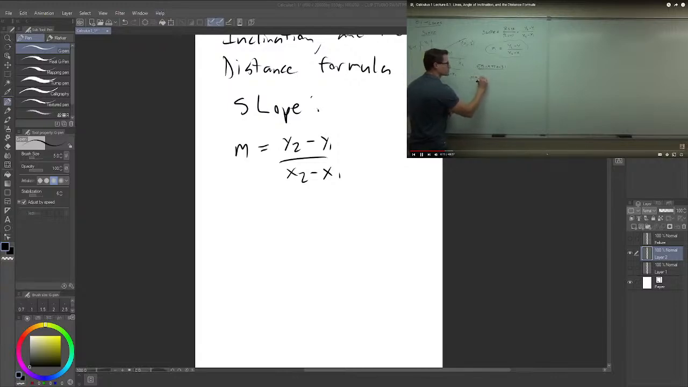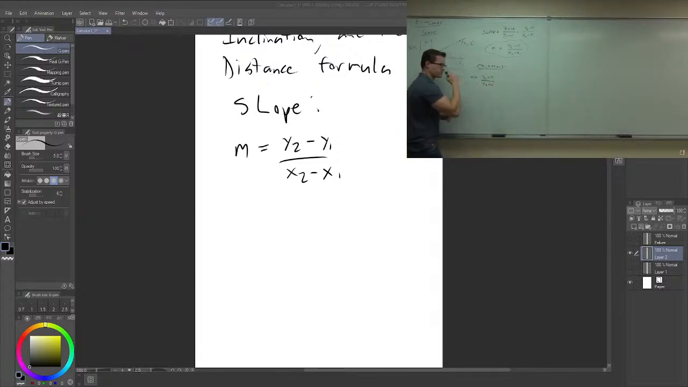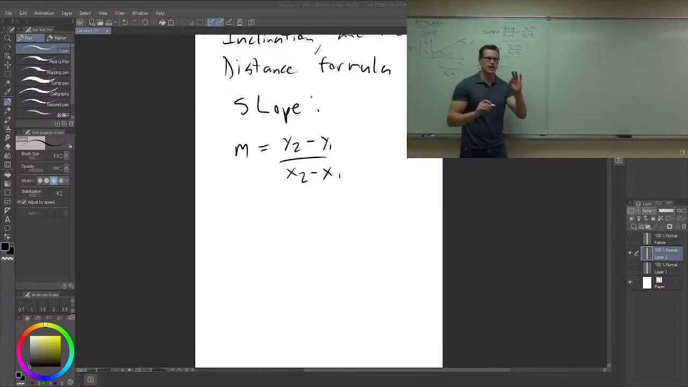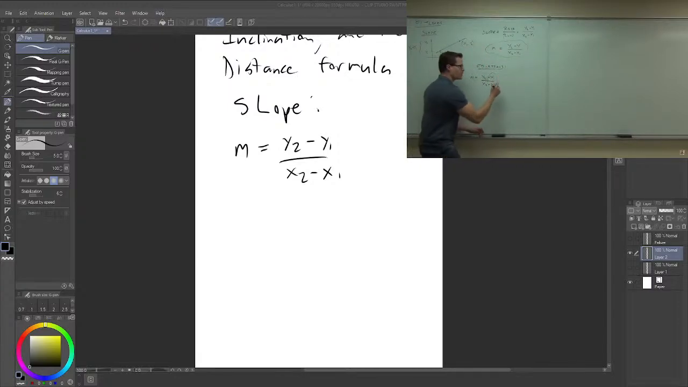We're going to start with m equals y2 minus y1 over x2 minus x1. What I'm going to do is fix this point, say this is any specific one point, and let the other one float. What that does is it changes this formula into this formula.